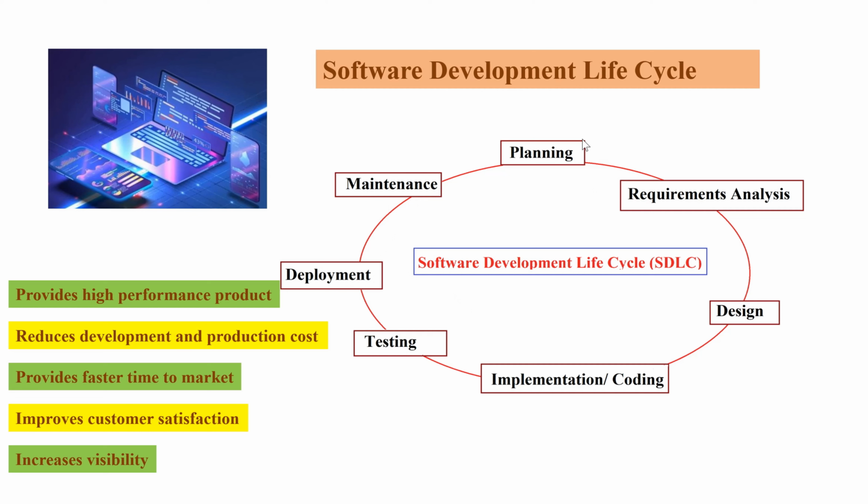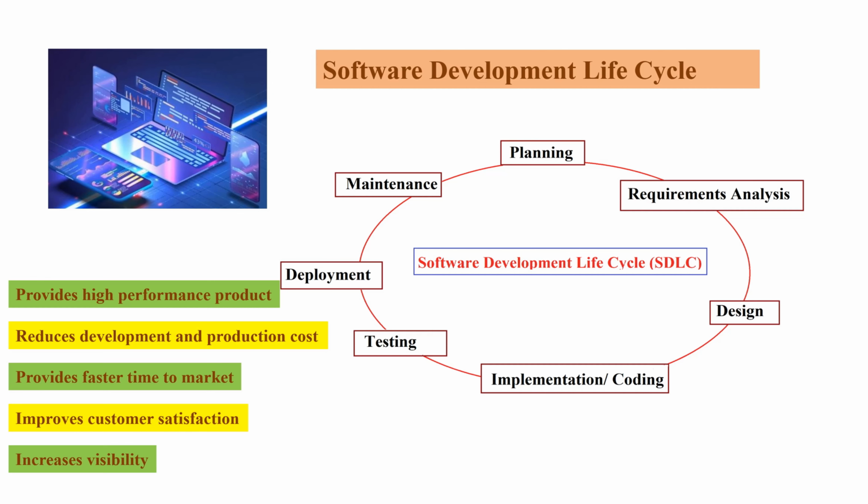Planning is the basic fundamental stage of software development, and all these stages have been put together in the software development life cycle for a few reasons. Number one is that together they provide a high performance product and also reduce the development and production cost. They provide faster time to market, improve customer satisfaction, and also increase visibility. Once you put all these stages in a process, then only all these benefits are possible. Otherwise, it will be highly difficult to provide a high quality software in the market.